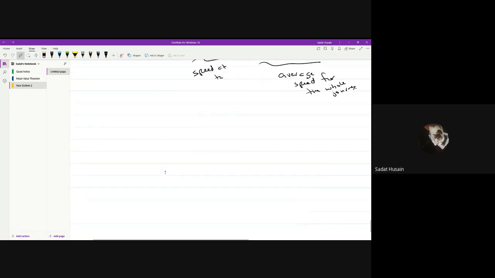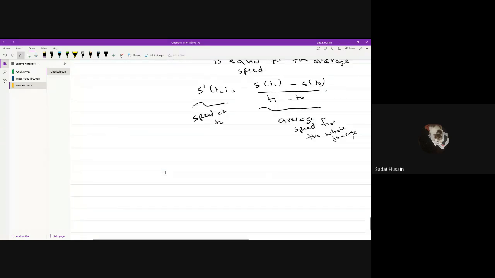What we see from here is that your speed at some point in your journey has to be equal to the average speed for the entire journey.